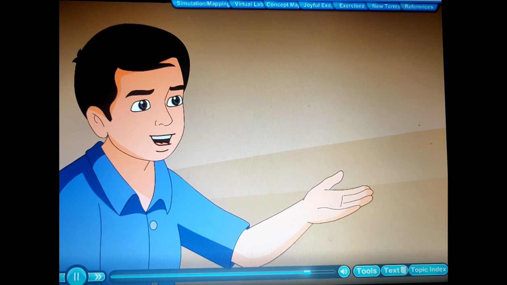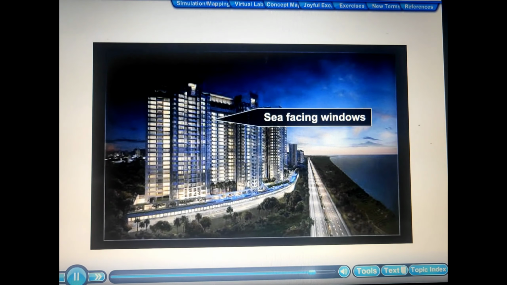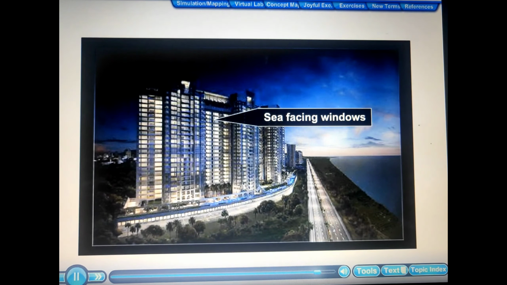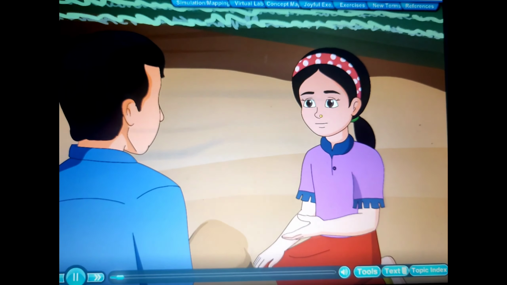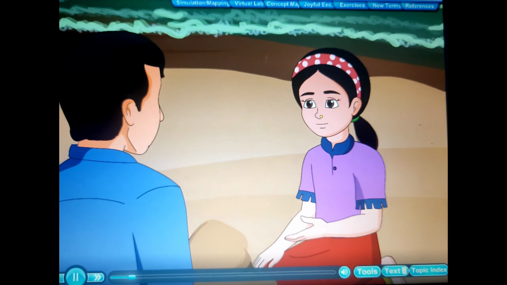Yes, you see, the windows of the houses in coastal areas are made to face the sea to receive the cool sea breeze. What causes the land breeze?